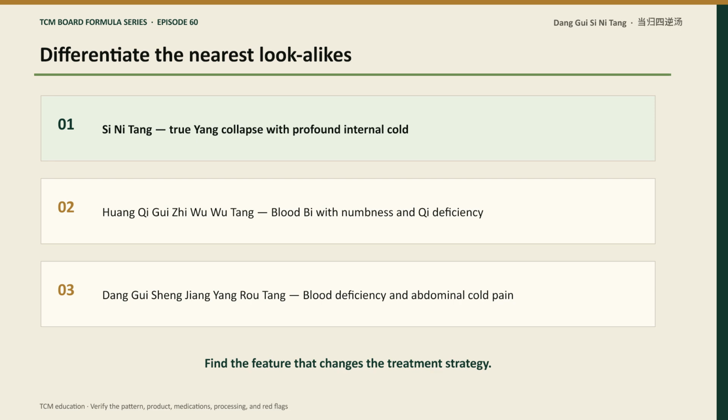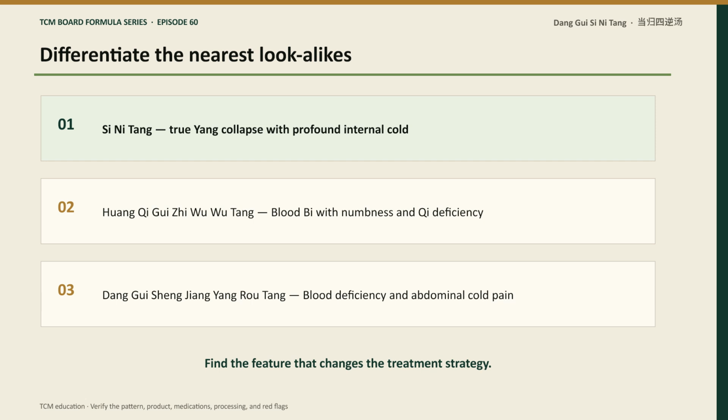Differentiate the closest look-alikes. Sini Tang: true yang collapse with profound internal cold. Huang Qi Gui Zhi Wu Wu Tang: blood impediment with numbness and qi deficiency. Dang Gui Sheng Jiang Yang Rou Tang: blood deficiency and abdominal cold pain.